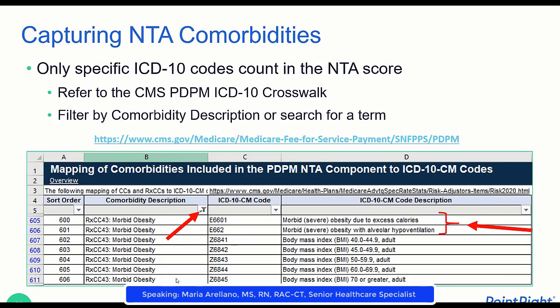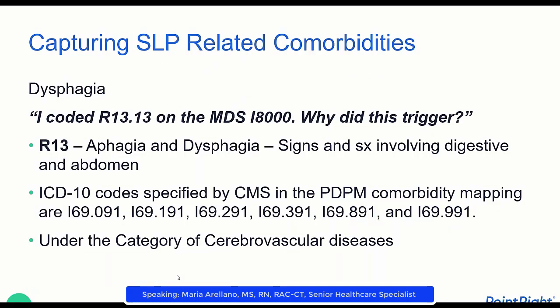Okay, if it's anything else than this, then it will not qualify. Another really good example of this we see very frequently with our data integrity audit is, "I have R13 coded on MDS I8000. Why did I get this trigger in the data integrity audit?" Well, R13 has to do with signs and symptoms involving digestive and abdominal disorders, right? So it's a different category.